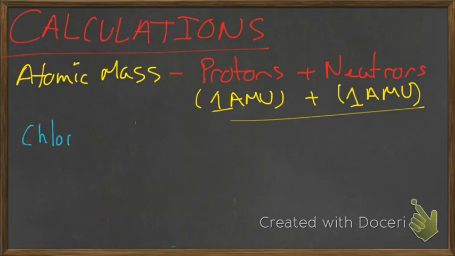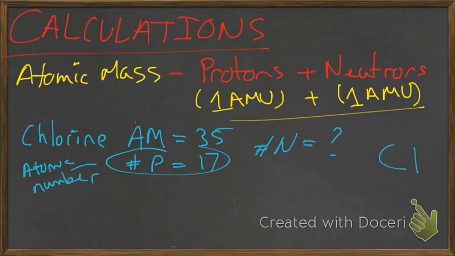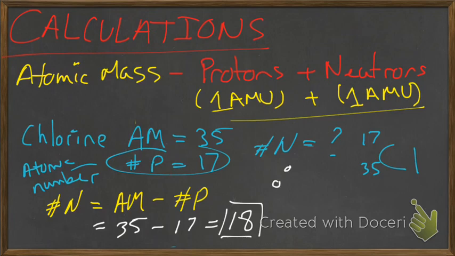So, let's do chlorine. Chlorine has an atomic mass of 35, and the number of protons is 17. So the number of neutrons is a question to us. Remember, the protons, this comes from the atomic number. And over here, I'm going to write the atomic notation. So, number of neutrons is equal to atomic mass subtract number of protons. So, N is going to equal 35, take away 17, which would be 18. Therefore, chlorine has 18 neutrons.